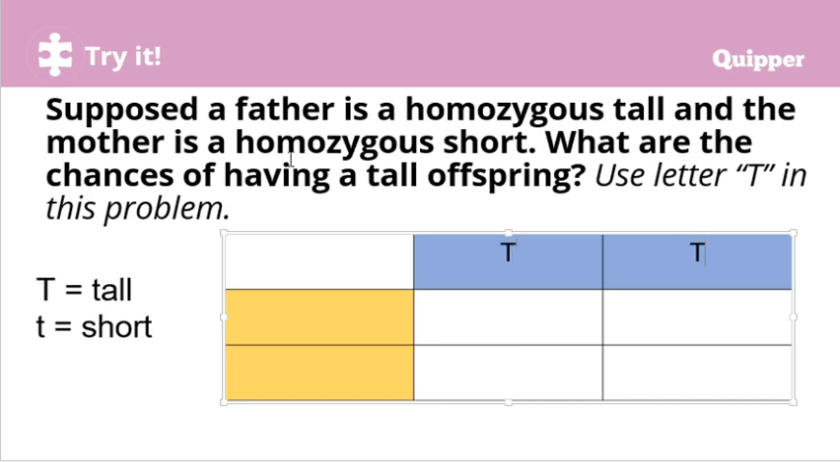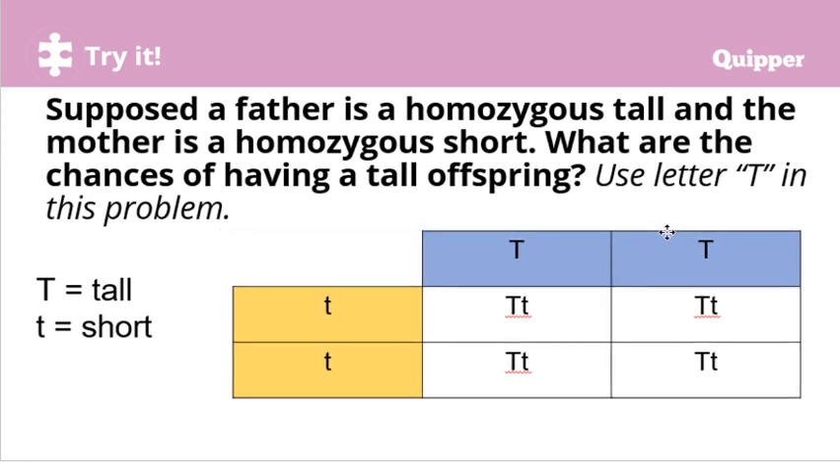Si mother naman is homozygous short. So, small letter t and small letter t. Homozygous, parehas. Kung capital, capital. Kung small, small dapat. So, let's cross natin. Capital and small. This one, and this one, capital and small. This one, capital and small, and this one is capital and small. Alam nyo na yan. I hope na na-understand nyo na yun. Alright, so, yan.